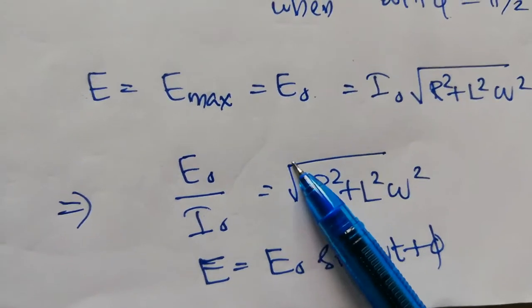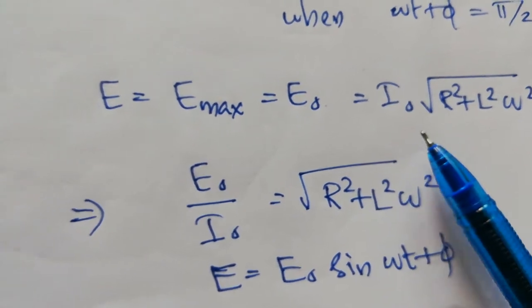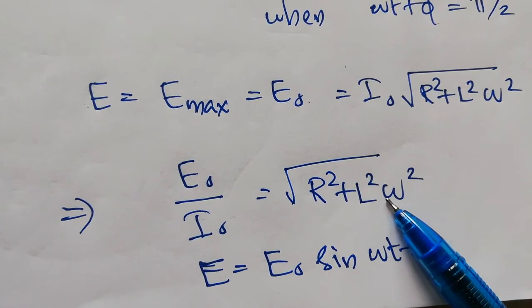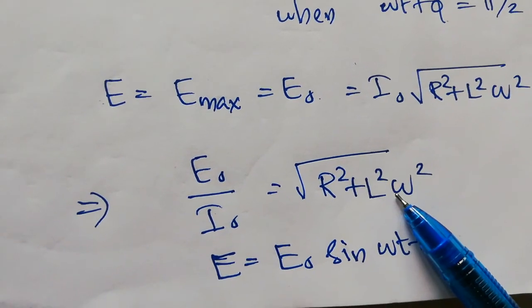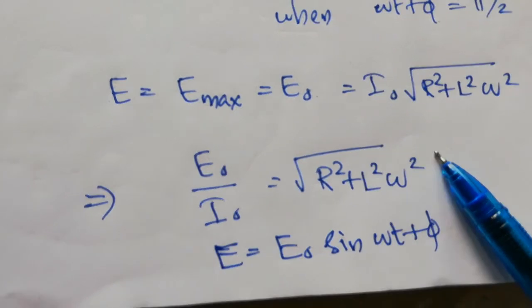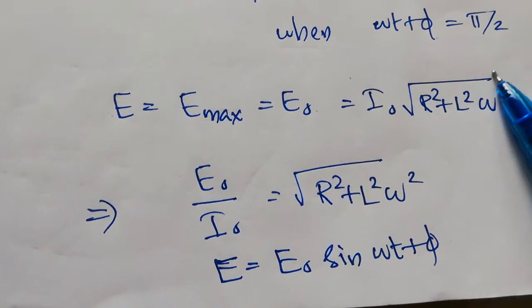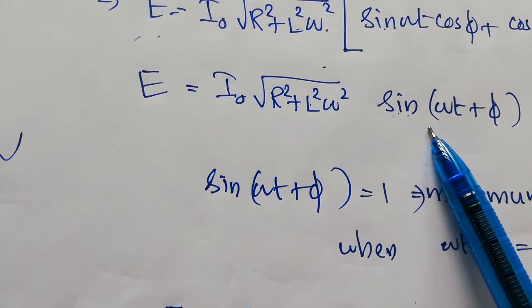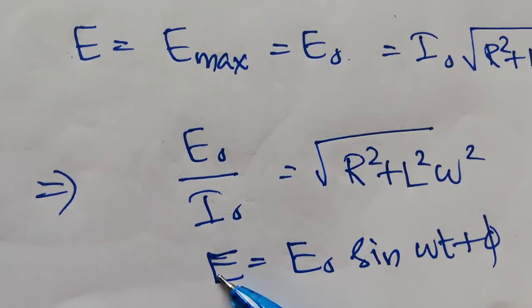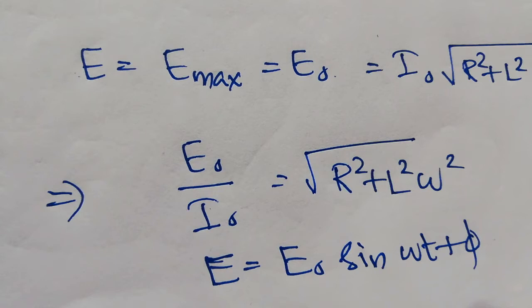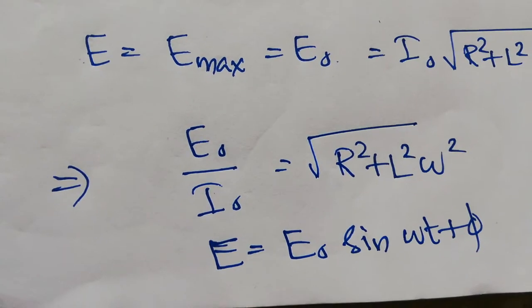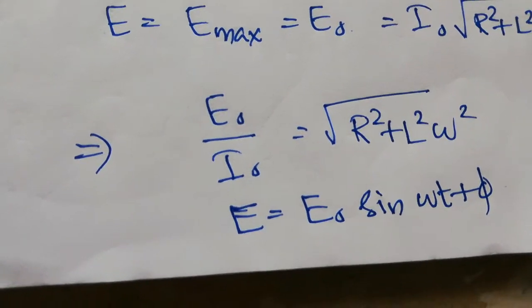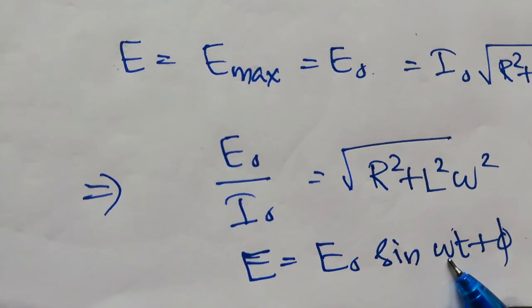Okay, from this we can write E0 by I0 is equal to root of R square plus L square omega square. When we compare this with Ohm's law, we can say this is the effective impedance in this LR series circuit. By substituting E0 equal to I0 root of R square plus L square omega square in this equation, we can write E is equal to E0 sin(omega t plus phi), which is the instantaneous expression for the alternating EMF in this LR series circuit when I is equal to I0 sin omega t is applied.